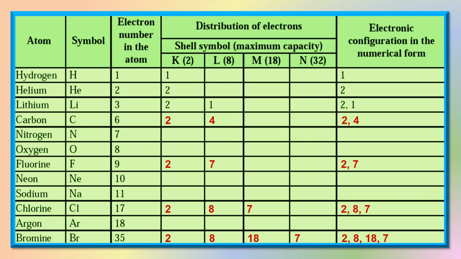And I expect you now, after understanding, to fill in the electronic configuration for the other atoms in a similar manner. Don't forget, for electronic configuration, after every number, a comma has to be put.